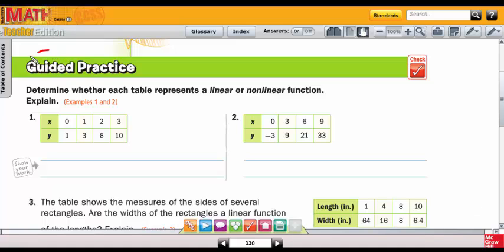Here are your solutions to guided practice. This is section 4-7, chapter 4, lesson 7.